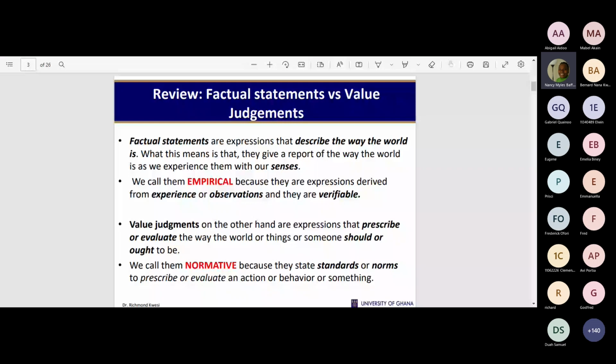Value judgment, on the other hand, evaluates the way the world or someone should be. We call them normative because they are standards by which we evaluate an action or something. Okay, thank you very much.